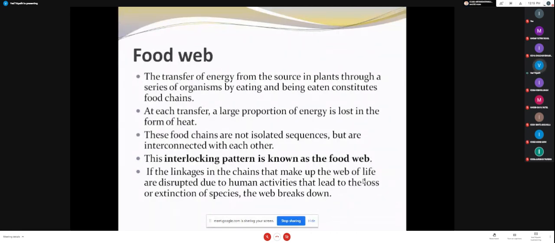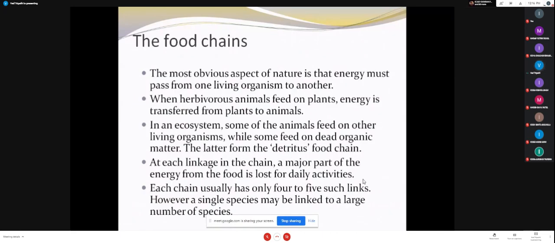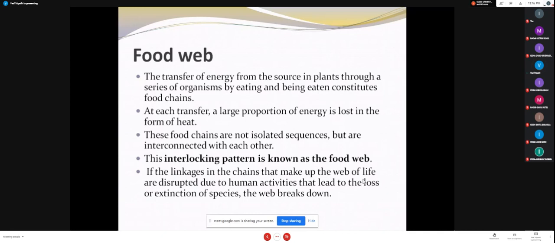So in each of these ecosystems, there are food webs and food chains. Okay. So what are food webs? Can anyone tell me what food webs are? Yes. What are food webs?